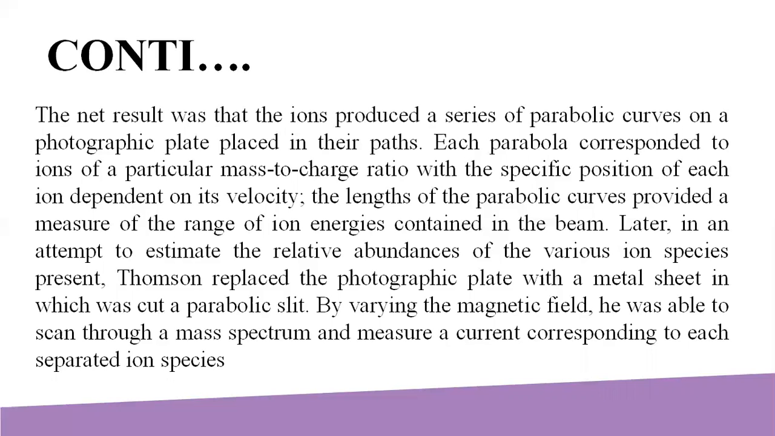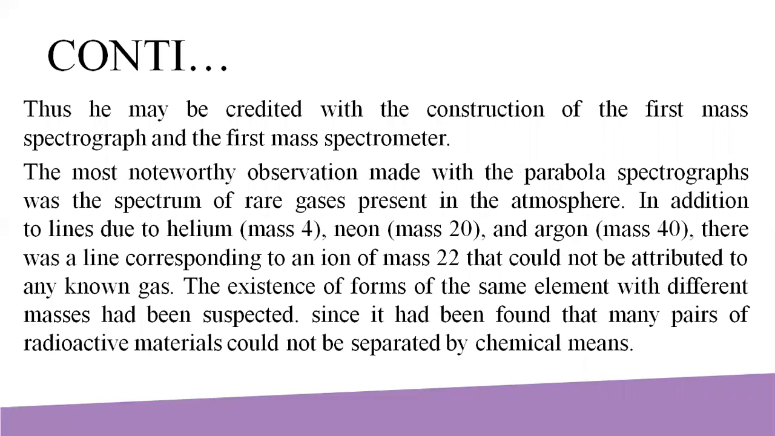Later, in an attempt to estimate the relative abundances of the various ion species present, Thomson replaced the photographic plate with a metal sheet in which was cut a parabolic slit. By varying the magnetic field, he was able to scan through a mass spectrum and measure a current corresponding to each separated ion species. Thus, he may be credited with the construction of the first mass spectrograph and the first mass spectrometer.